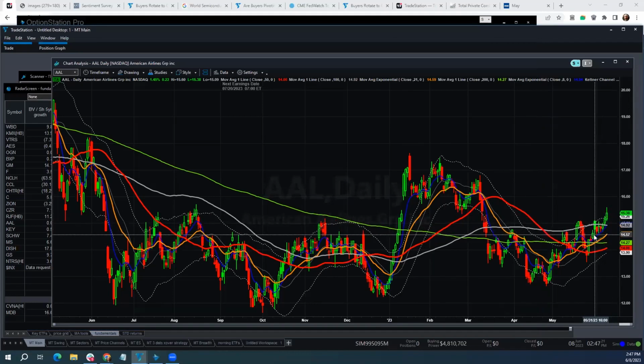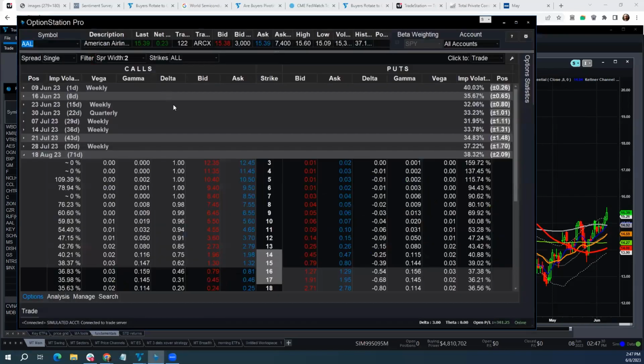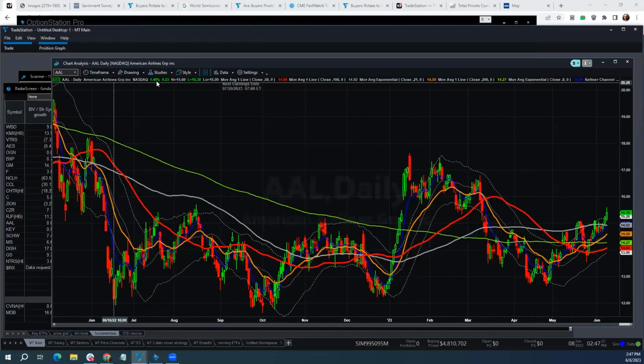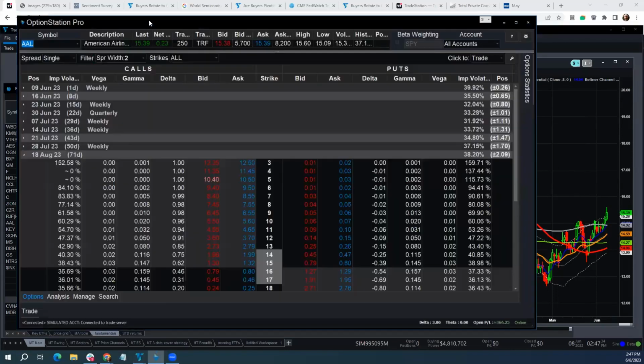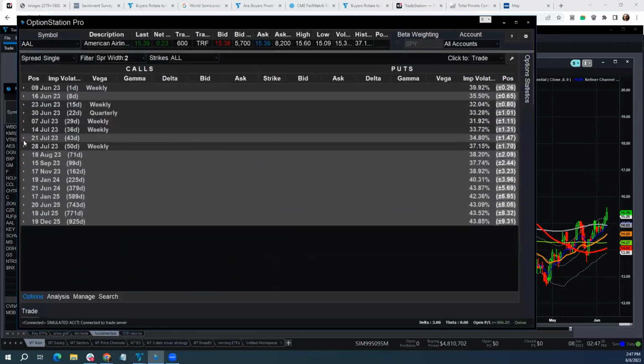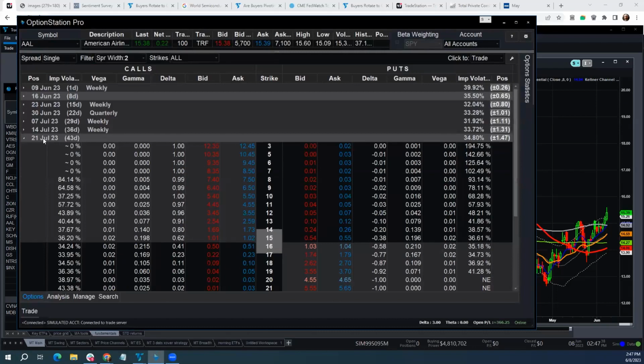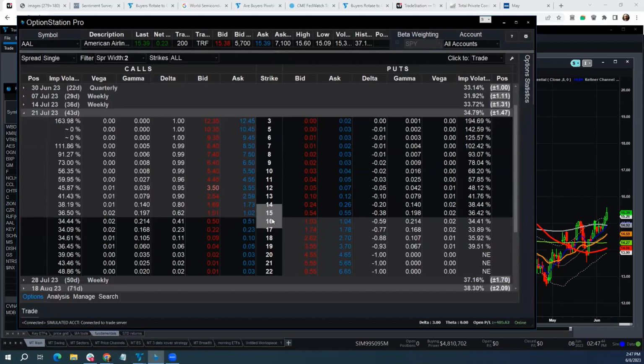This was actually a guidance raise, right in here somewhere. So something like American Airlines, they report earnings on the 20th of July. From this, I was looking around the expiration of the 21st of July, and something along the lines of the 16 to 18 vertical. This vertical is going for around 42 cents.